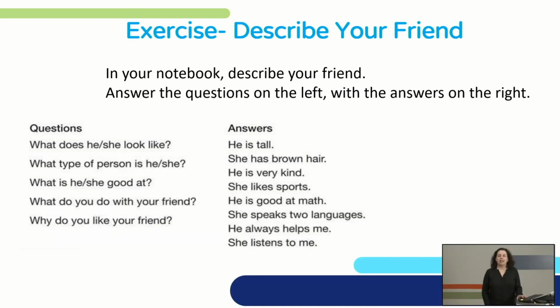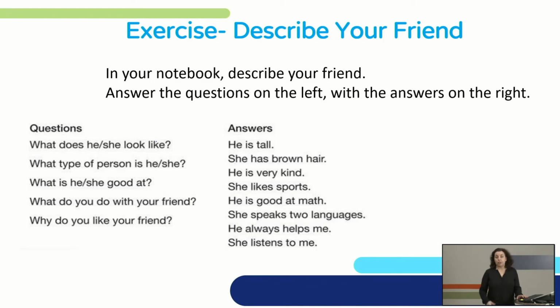I love my friends. I love them because they are smart, they are kind, they are giving, they are very curious. I love curious people. They are curious about everything. They read a lot and they want to know a lot. Look at these answers here. He is tall. This is describing how a person looks. He is tall or she is tall. She has brown hair. I have brown hair. He is very kind. She's very kind. She's giving. She likes to give charity, kind with her time.